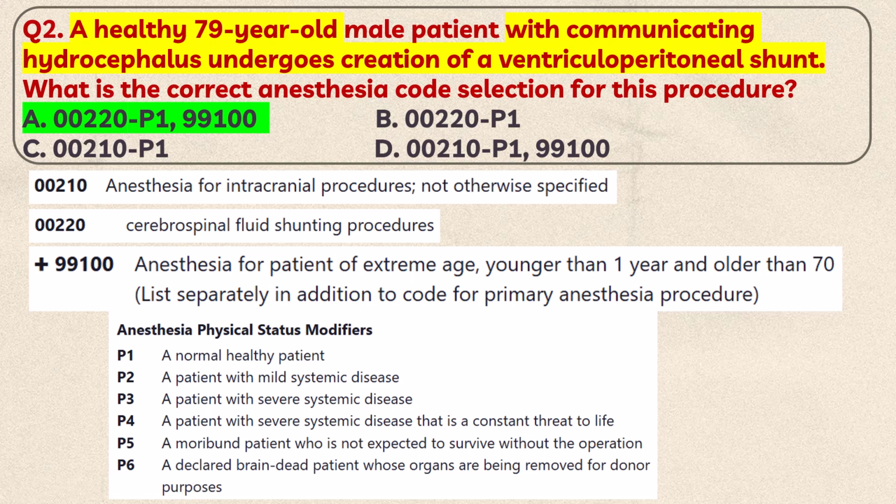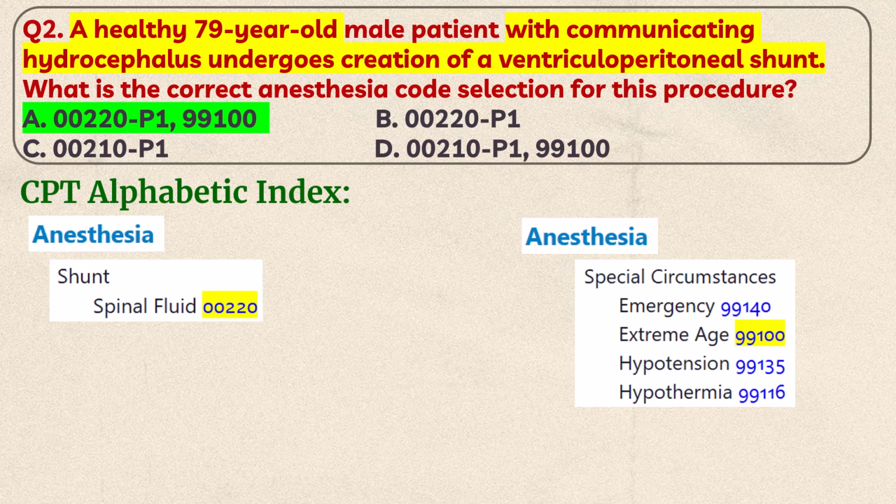So if you encounter this case in the real working world, you use the CPT alphabetic index. In the CPT alphabetic index, first go for the main term anesthesia, then go for the subterm shunt, then go for the subterm spinal fluid. It will lead to the following code. Again come to the tabular list and confirm the answer. And for the extreme age, you can go to anesthesia, then go to special circumstances. Here extreme age, so that is 99100. Always confirm with the tabular list. Once you confirm, the correct answer will be answer A.